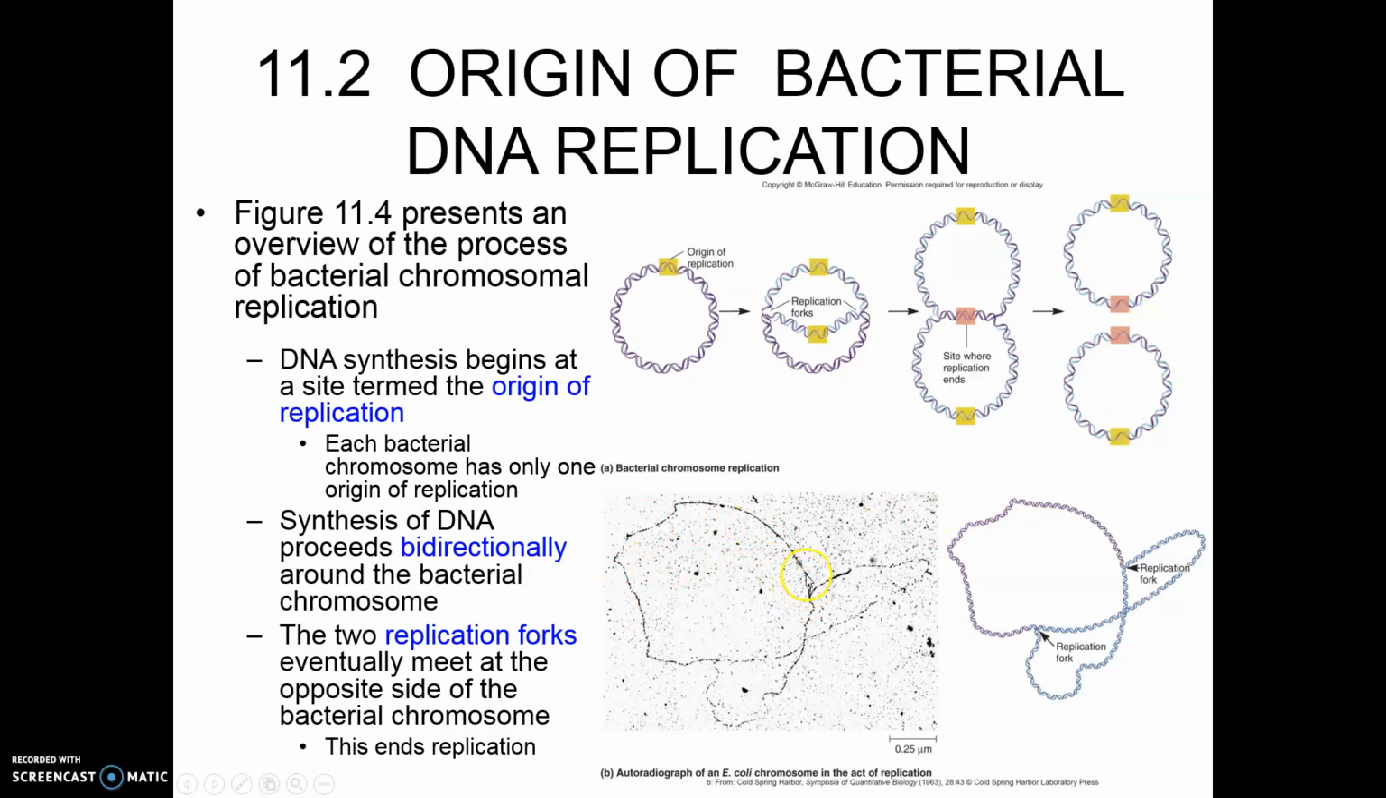So here you can see a capture, a photograph of this actually happening. So here is a plasmid, and it is being replicated, and you can see two replication forks extending around the circle.